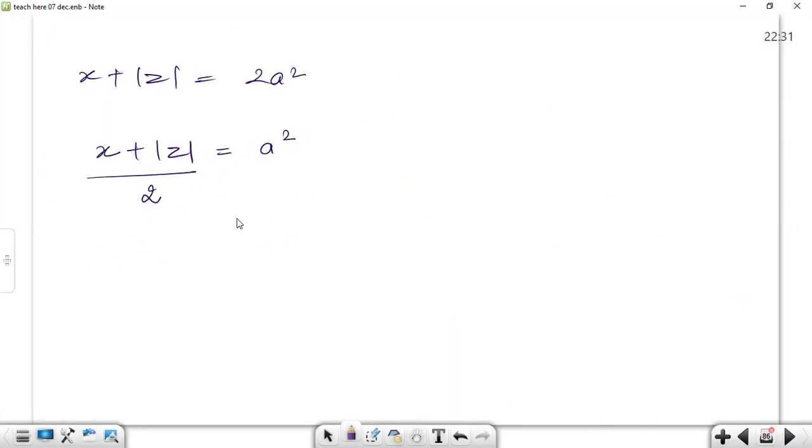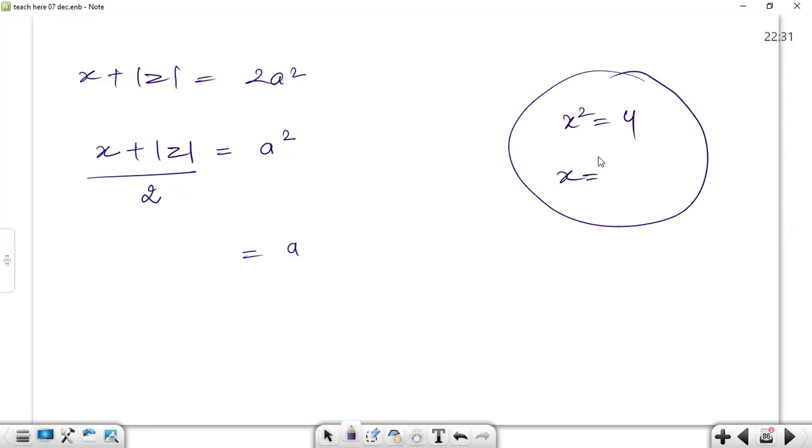Now if we take the square root of anything, what becomes a? If we write x square is equal to 4, so x is equal to what? Anyone? We take the square root on both sides, so this becomes x, and this becomes root 4, which is equal to plus or minus 2. Yes, plus or minus 2. So similarly, if we take its square root, its plus and minus value will be the answer.